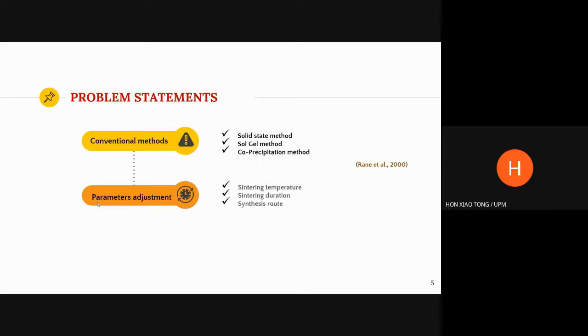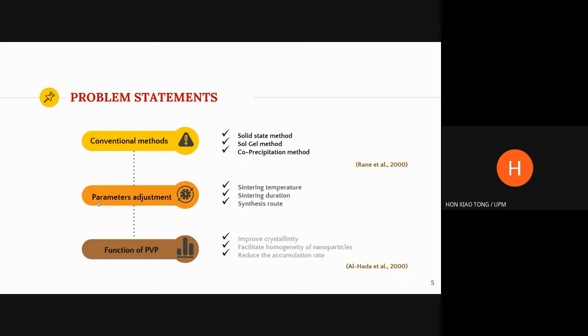And next, to control the grain size, formation, and distribution, the adjustment of parameter have been done, and most of the studies are more focused on varying the sintering temperature, sintering duration, or synthesis route to control the structure and microstructure of the sample. Meanwhile, in this study, we are trying to investigate the effect of different concentration of capping agent, which is polyvinylpyrrolidone in my case, to study its effect on the structural and transport properties of the sample.